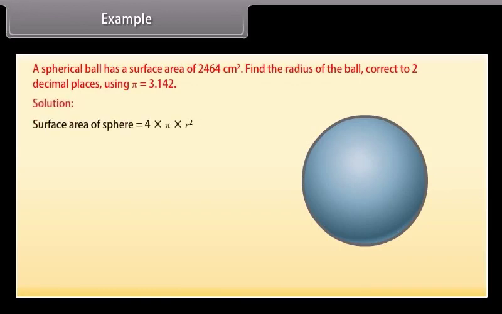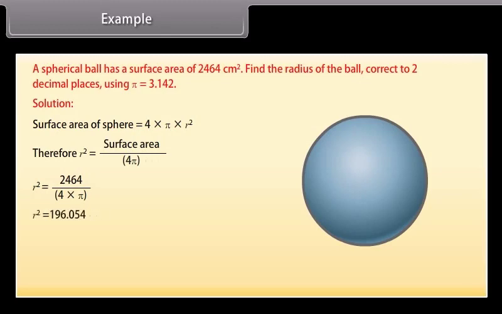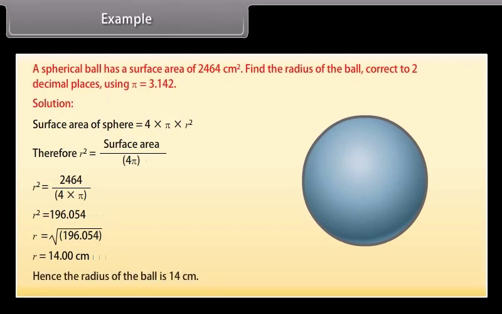Solution: we know that surface area of a sphere is equal to 4 into pi into r square. In order to find r, we need to isolate it from the equation above. Therefore, r square is equal to surface area upon 4 pi. r square is equal to 2464 upon 4 into pi. r square is equal to 196.054. r is equal to under root 196.054. r is equal to 14 centimeter. Hence, the radius of the ball is 14 centimeter.